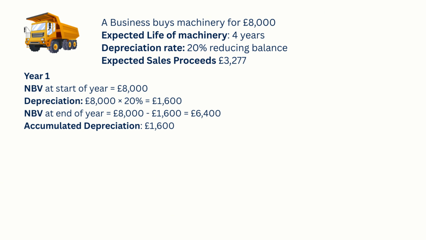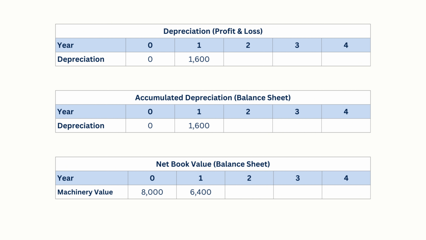We always start with the net book value at the beginning of the year. Year 1. Net book value at start is £8,000. We now apply the depreciation rate. £8,000 times 20% equals £1,600. Because the asset is new, the depreciation charge is relatively high. Then NBV at end of year 1 is £8,000 minus £1,600 equals £6,400. Accumulated depreciation is £1,600. Now let's record this in the accounts.